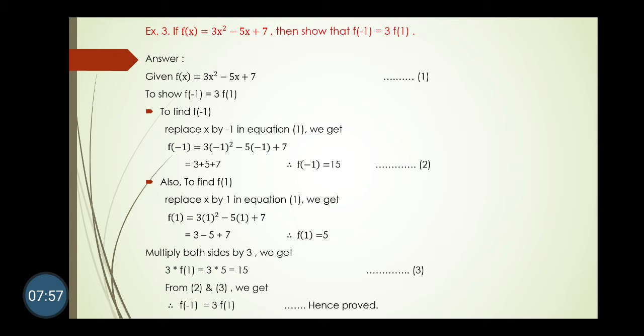Therefore from 2 and 3 we get what? F of minus 1 is equal to 3 into f of 1. Hence proved. Is it? Okay. The next one.